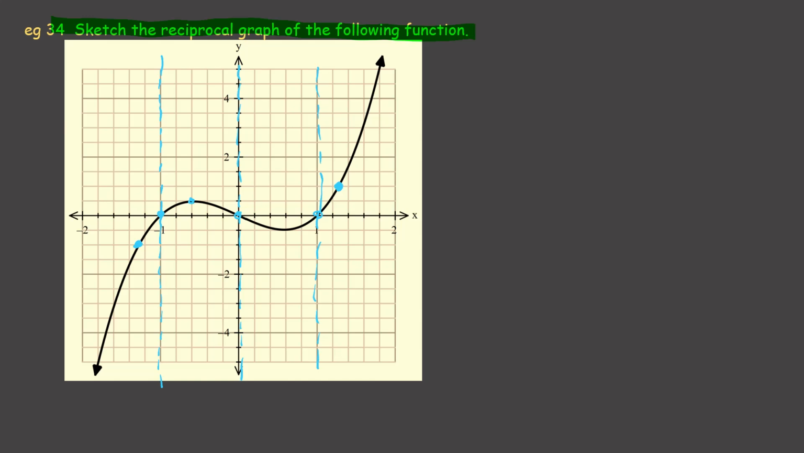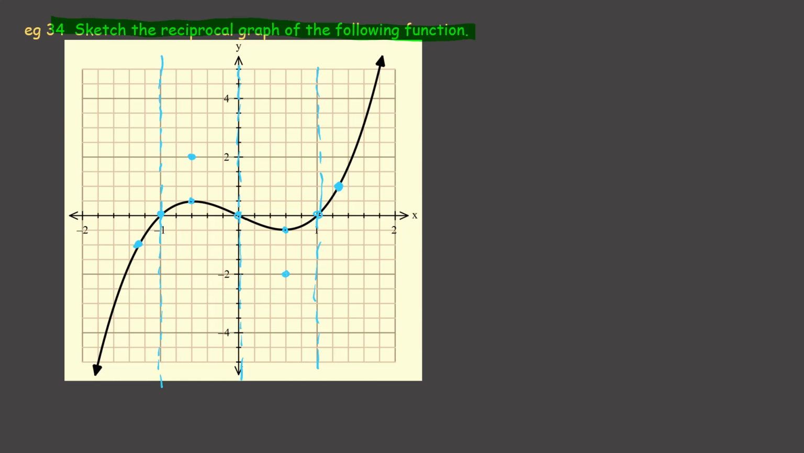This one has a maximum there when y is a half. That means we'll have a minimum at y equals 2 there. We have a minimum at negative a half, which means we'll have a maximum at negative 2.